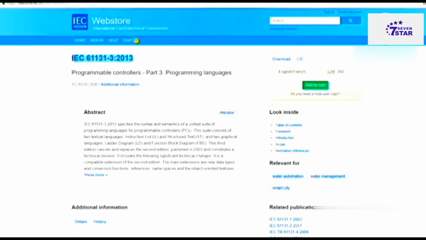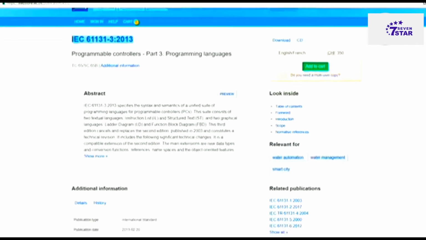Conclusion. That wraps up this short discussion of the structure of PLCs. I hope you enjoyed this little introduction to the underlying architecture of industrial control systems.